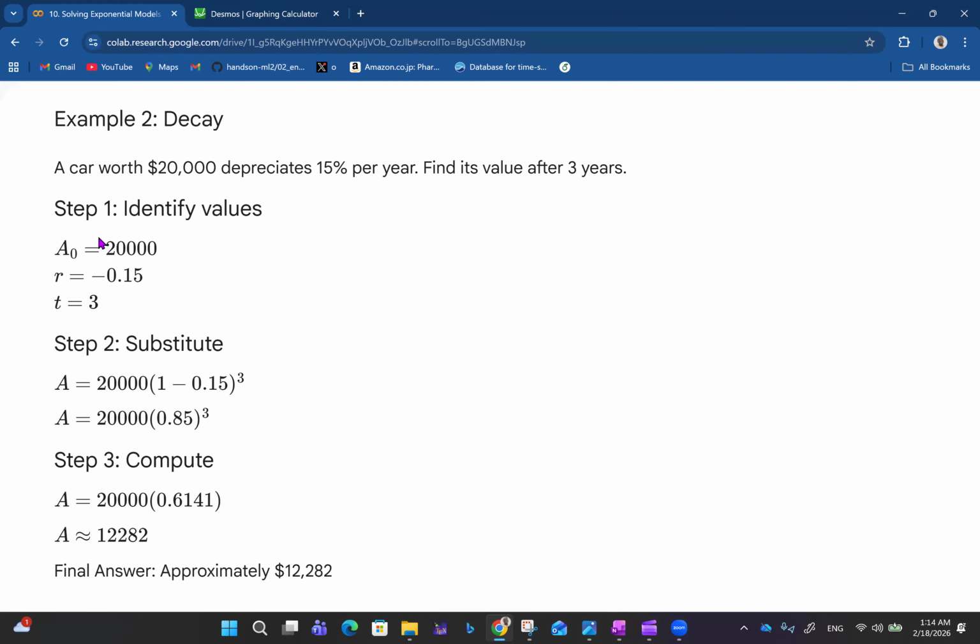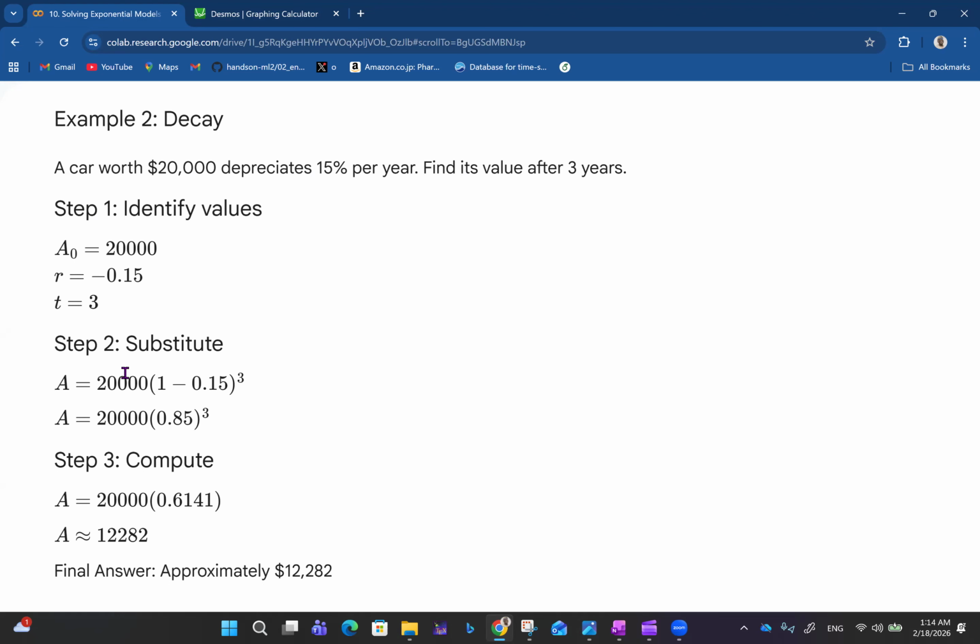Step one, identify the values. First of all, you have the initial worth of the car, 20,000. Then it depreciates every year at the rate of 15%. That's minus 0.15. 15% is 15 over 100. That's minus 0.15. After 3 years, you want to know the value. So if maybe after 3 years you want to sell the car, you can properly evaluate it based on these parameters. So step two, now you substitute.